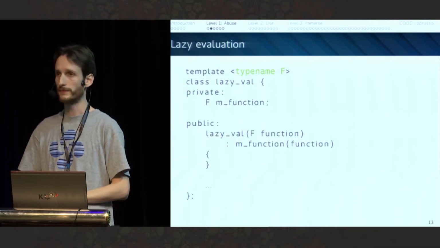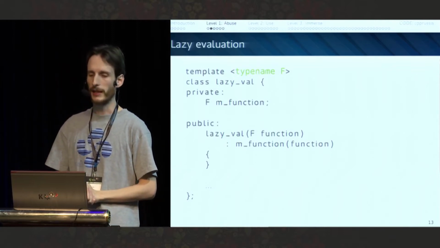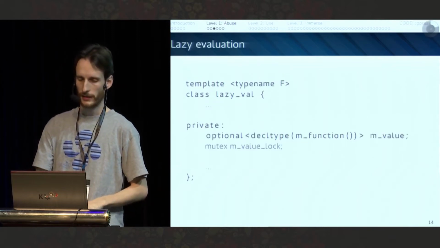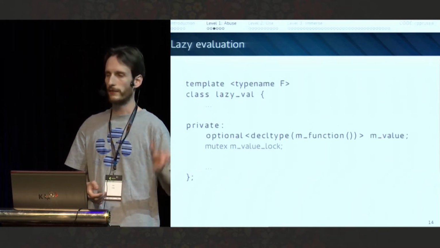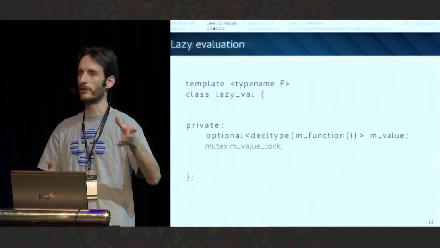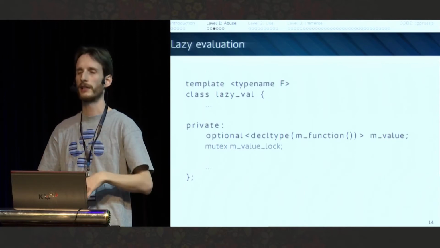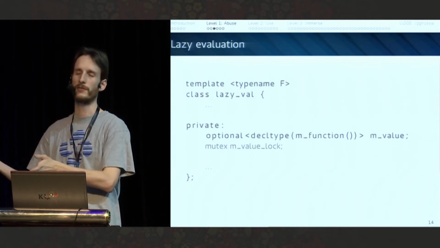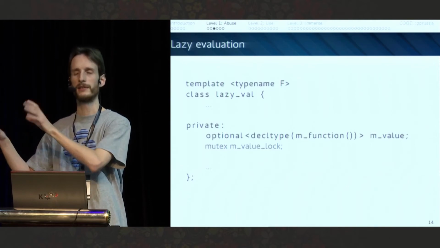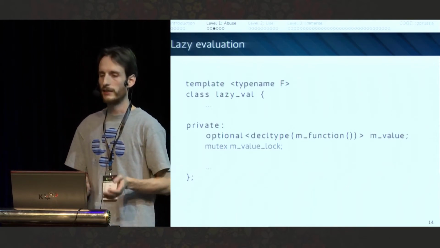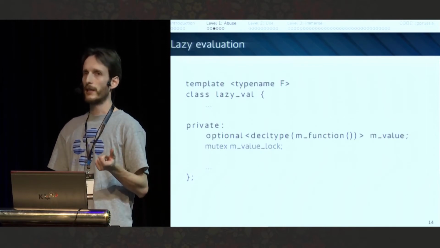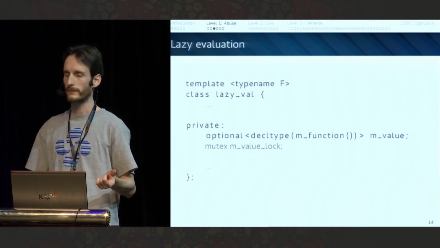its result somewhere. Now, because lazy_val needs to save the value, it needs to have a mutex in order to synchronize, so that if two threads try to evaluate the same thing at the same time, you don't get into trouble. And we need to be able to save the value if we calculated it.